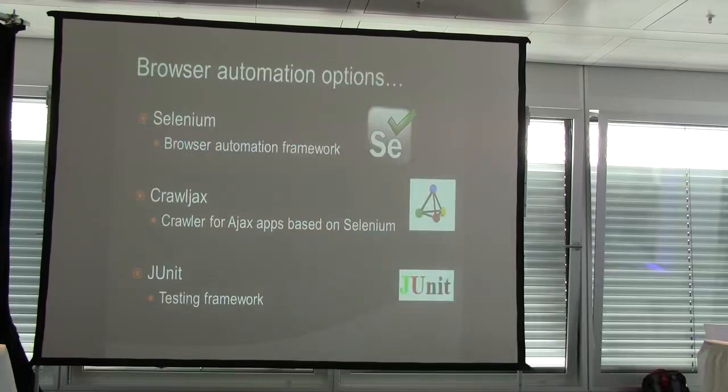So on the browser automation options side, I looked into some products, and there are very good technologies there which can be used. I don't know if you have heard about Selenium or Crawljax or JUnit, or if you use these technologies, but Selenium basically is the browser automation framework, which I will cover more in depth in the next slide. Then Crawljax is a very cool Java application which is designed to crawl Ajax web applications. And then you have JUnit, which is the Java unit testing framework, which can be used with these technologies as well.